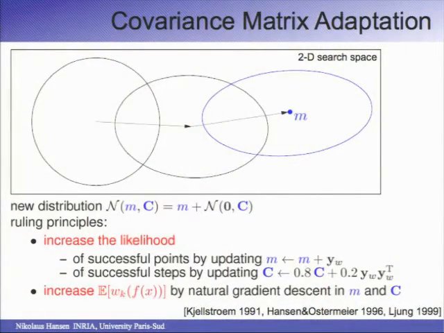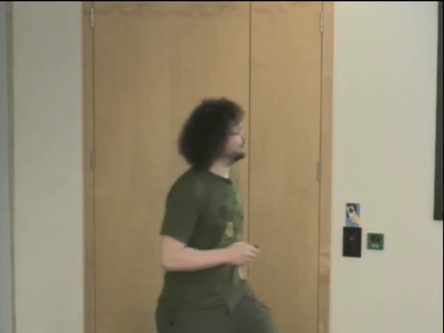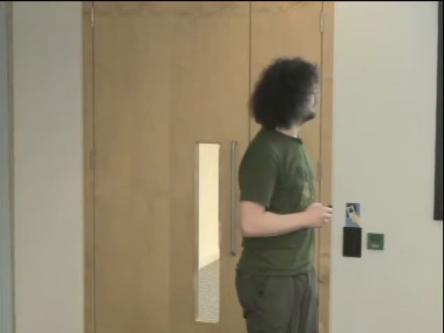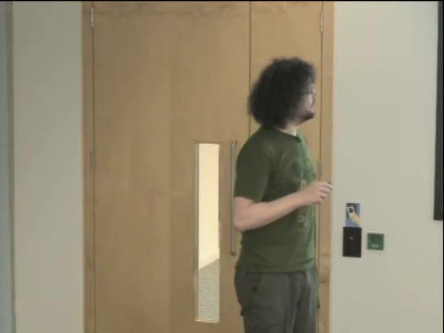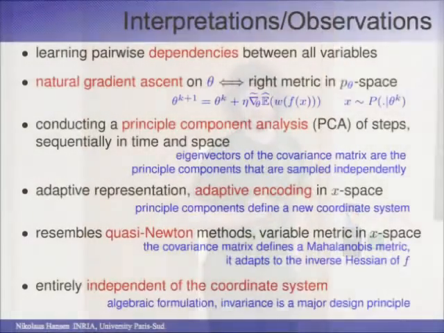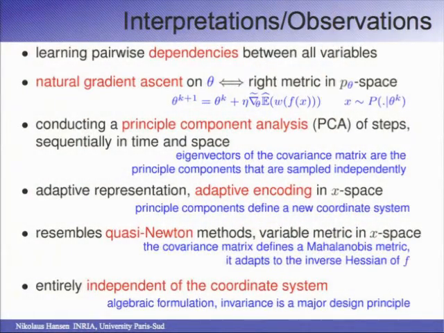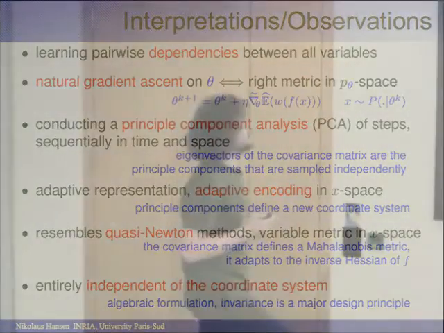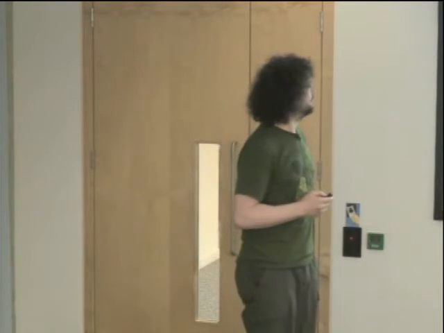Well, another one, as I said, if we look at the function or the expected value of W of F, actually we do a natural gradient descent in M and C like this, which is sort of a non-trivial result. Okay, these are very simple update equations, but they have quite some interpretations or impact in some way. So obviously we learn all pairwise dependencies in the variables. Because we just update the covariance matrix, we get non-zero entries everywhere, potentially.